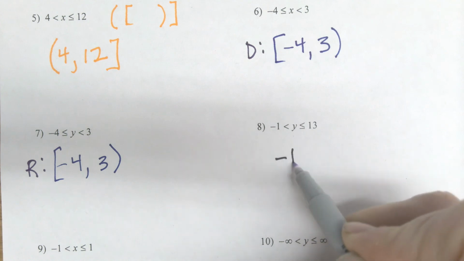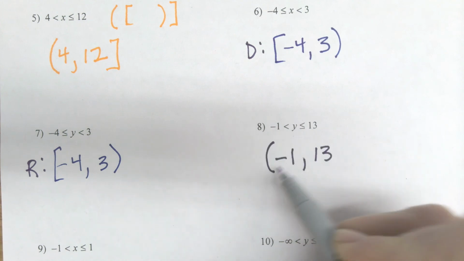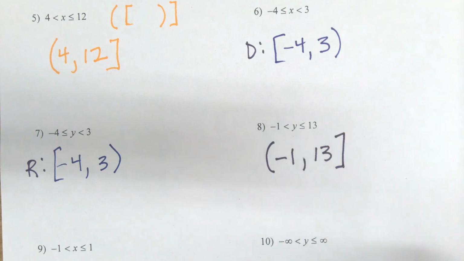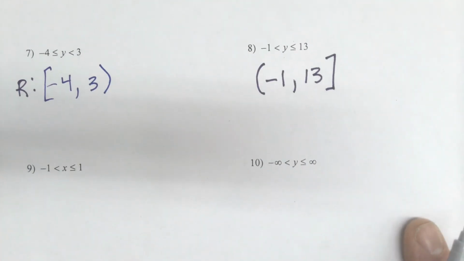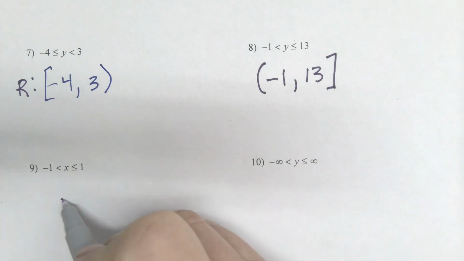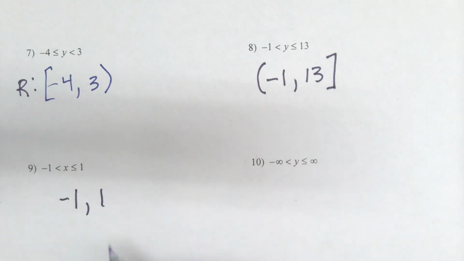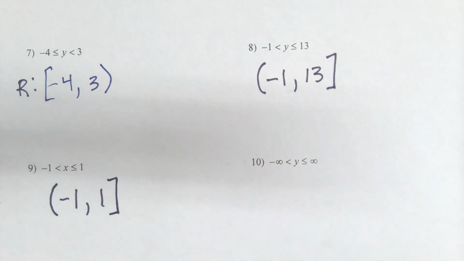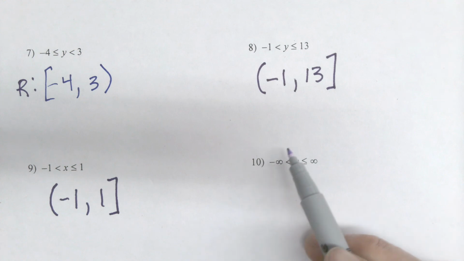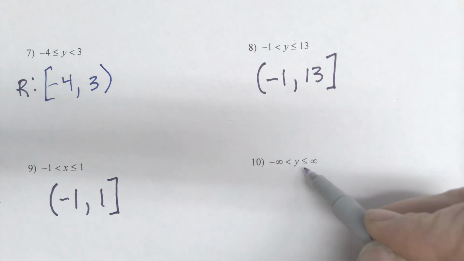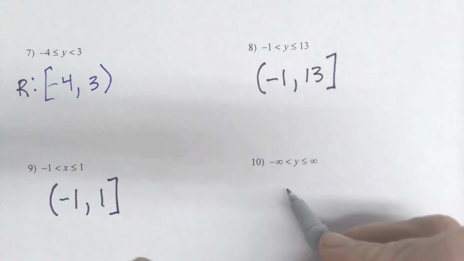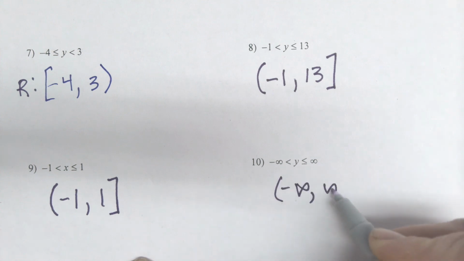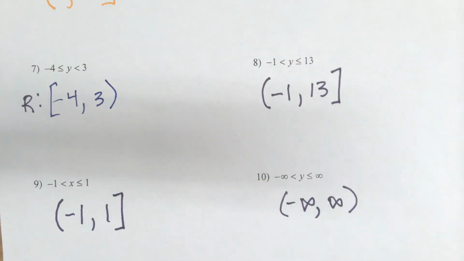So this one goes from negative 1 to 13, not including on the left, including on the right. My next one is negative 1 to 1, not including on the left, including on the right. My last one is infinity. Can I include infinity? Nope. Even if it's accidentally written this way, because this is infinity, it's negative infinity to infinity, and infinity always uses soft brackets.